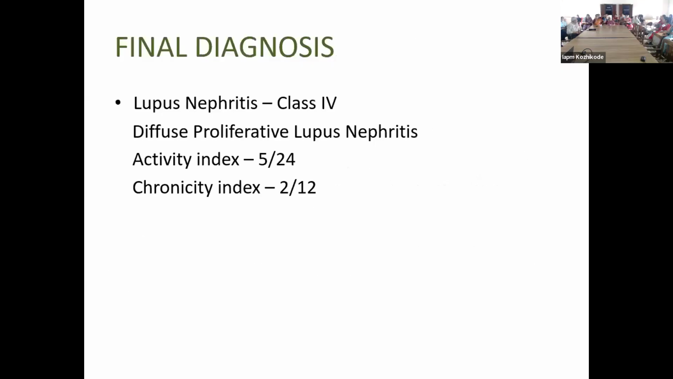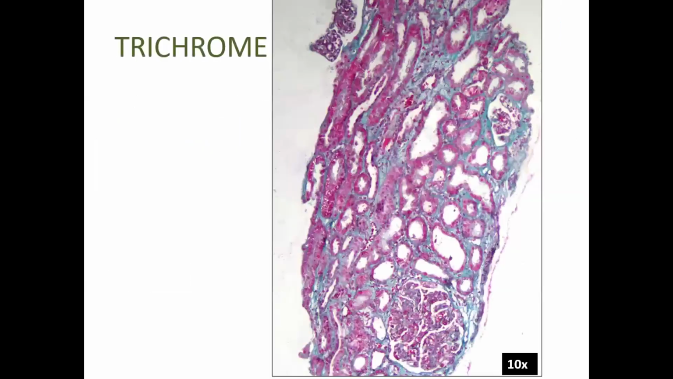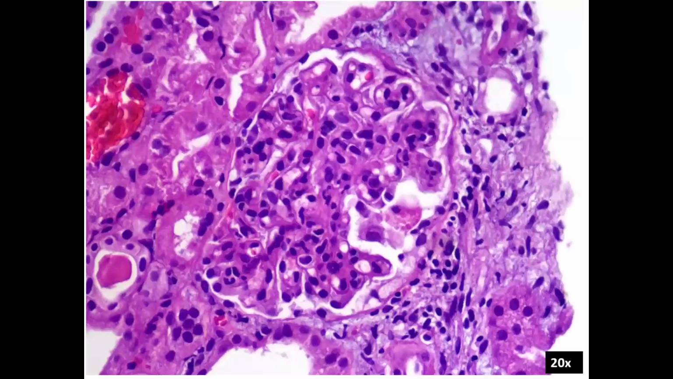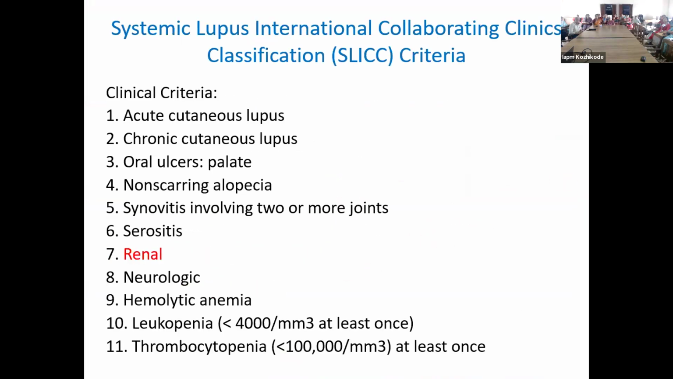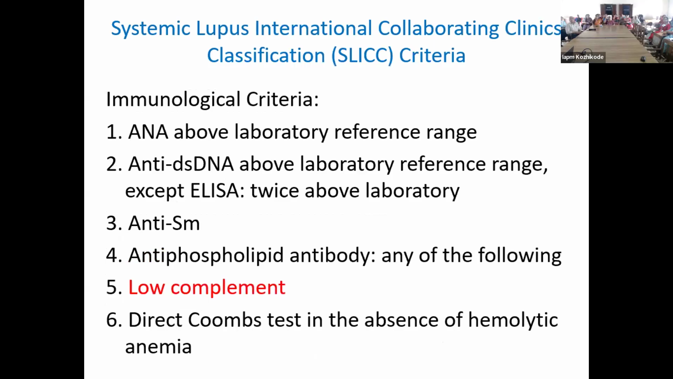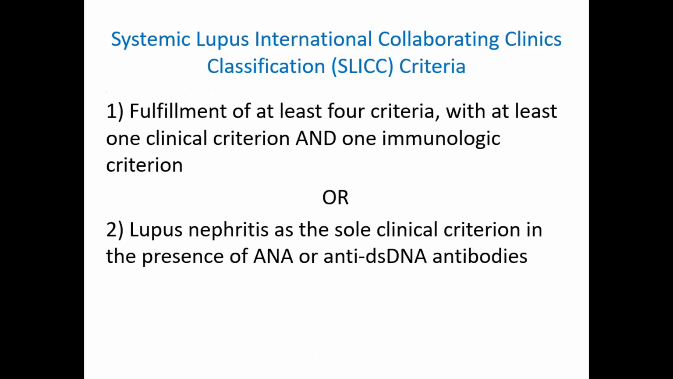Tubuloreticular inclusions are also not specific for lupus, isn't it? Yes. Could be any. It can be in HIV also. This is the previous slide before this. Okay, this one. Yes, with at least one clinical criterion and one immunological criterion. What immunological criterion was positive? What was the immunological criterion present?